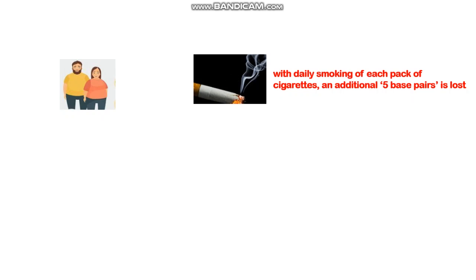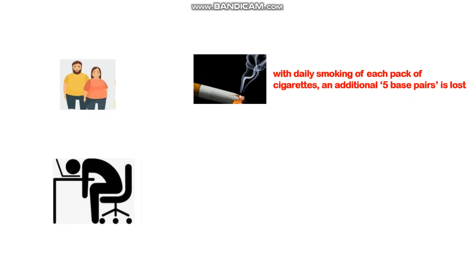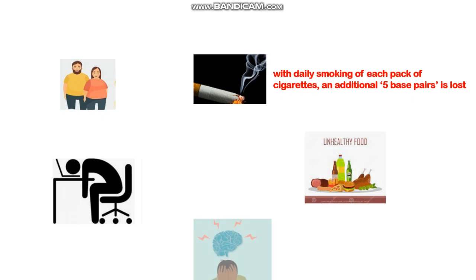So let's talk about the factors that impact telomere sequence or telomerase activity. The first factor is obesity, which highly influences the telomere sequence. The second is smoking, and it has also been found that with daily smoking of each pack of cigarettes, an additional 5 base pairs is lost. Another factor is the lack of exercise. Next is unhealthy food, and the most important factor is stress.